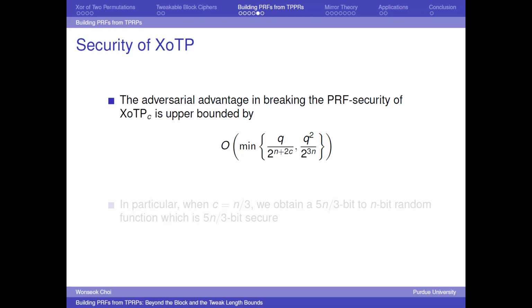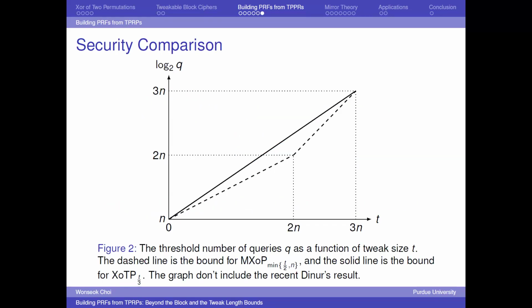And our security claim for XOTP is here. The PRF security of XOTP is upper bounded by these terms. In particular, by setting C equal to n/3, we obtain a 5n/3-bit to n-bit random function, which is 5n/3-bit secure. And this is the security comparison between XOTP and MXOP, which I have to say I drew before I knew of the recent Dinur paper. So this thin line is the security level of XOTP, which is on top of MXOP.